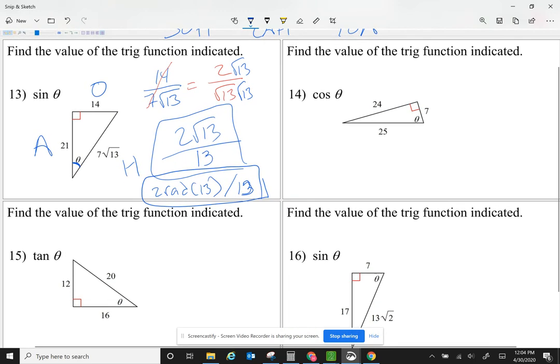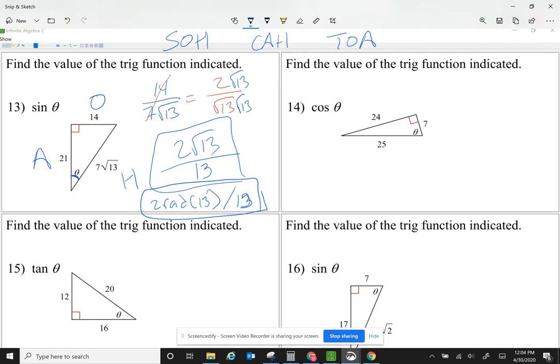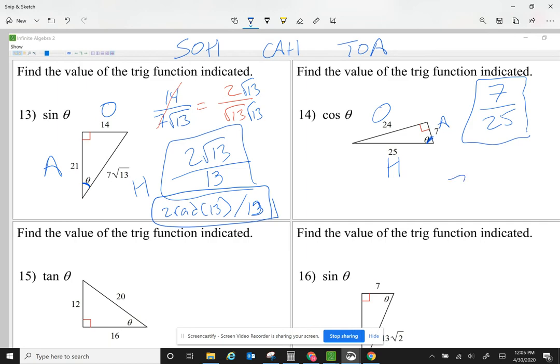Now, let's take a look at question number 14. I know cosine is adjacent over hypotenuse. Let me label all my sides first. From the 90 degrees, the one that's far away is always the hypotenuse. From theta, the one that is far away is the opposite, and the one that's close to it is adjacent. And I know cosine is adjacent over hypotenuse, so I'm just going to go 7 over 25. Fraction cannot be reduced anymore. I have no radicals at the bottom, so that's good. How am I going to type this? 7 over 25.